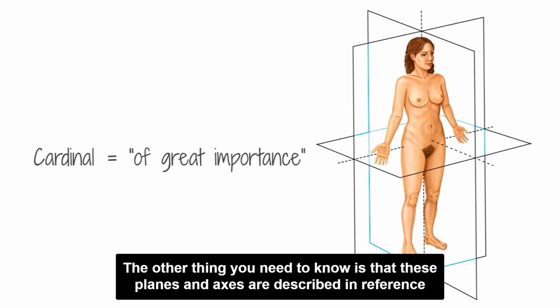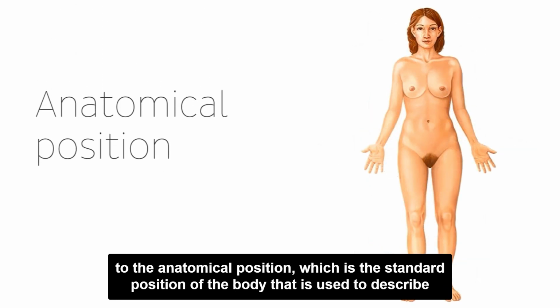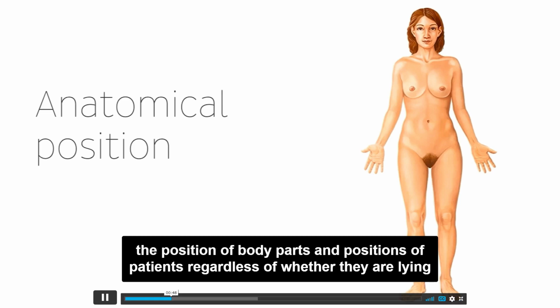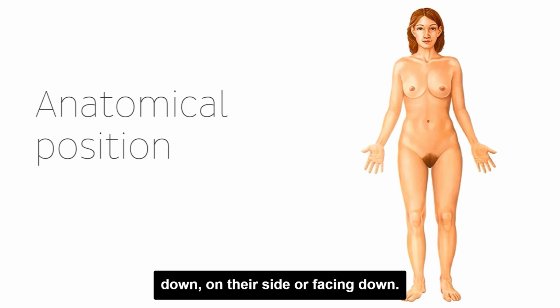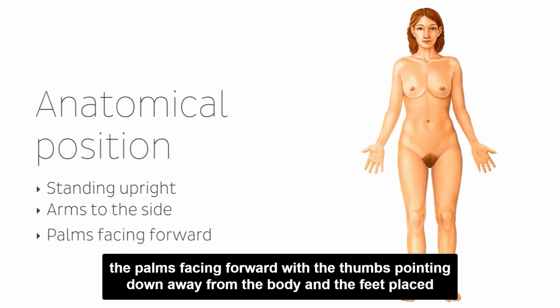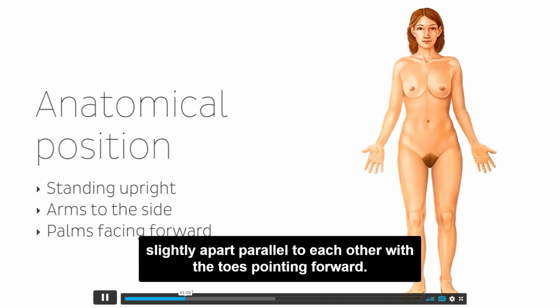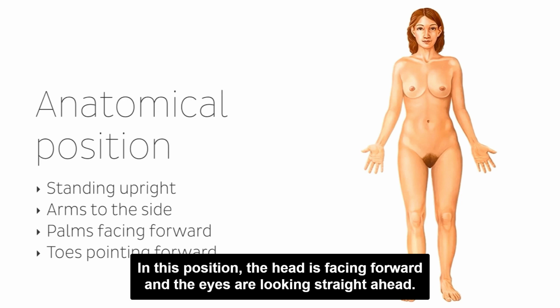The other thing you need to know is that these planes and axes are described in reference to the anatomical position, which is a standard position of the body that is used to describe the position of body parts and positions of patients regardless of whether they are lying down, on their side, or facing down. In the anatomical position, the person is standing upright with the arms to the side, the palms facing forward with the thumbs pointing away from the body and the feet placed slightly apart parallel to each other with the toes pointing forward. In this position, the head is facing forward and the eyes are looking straight ahead.